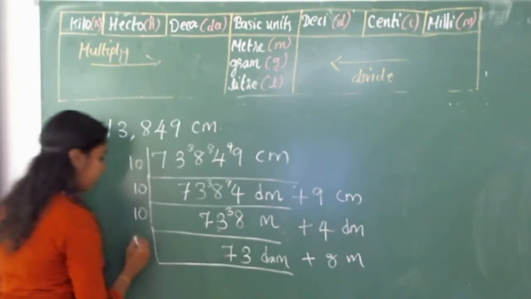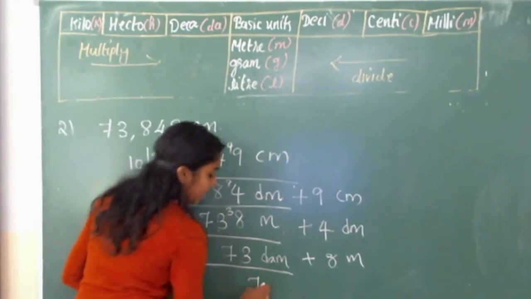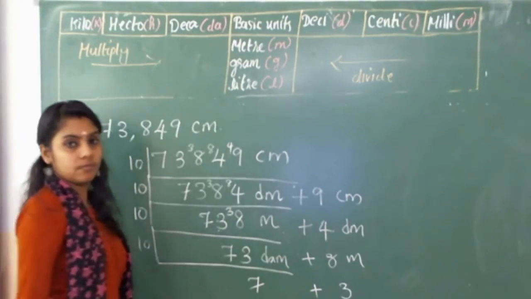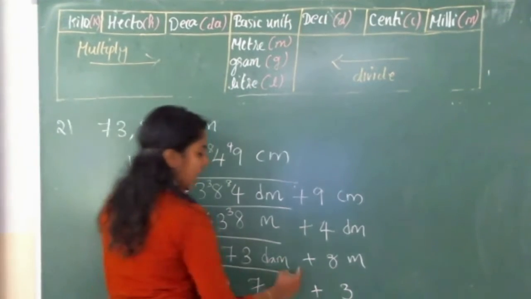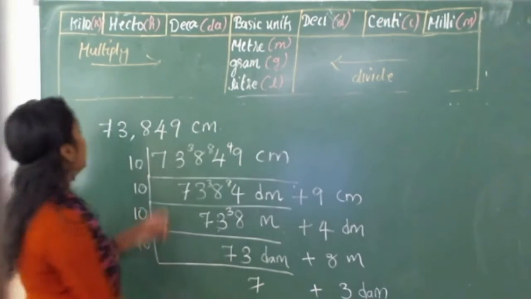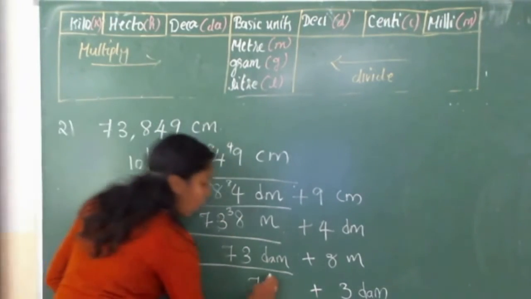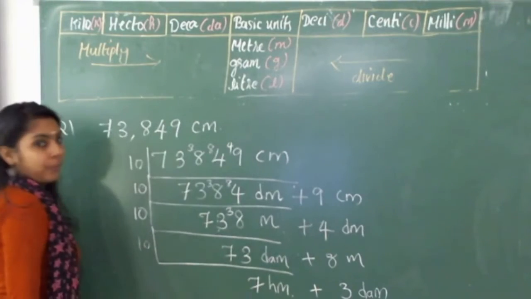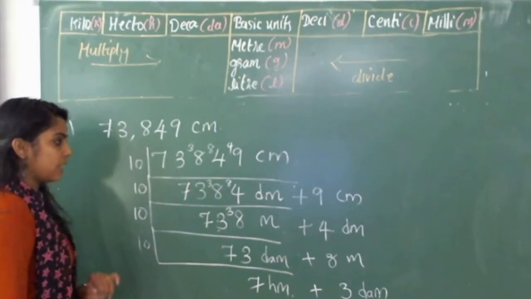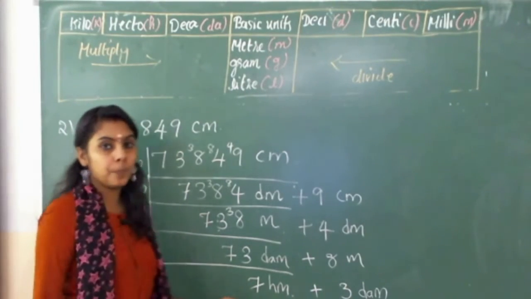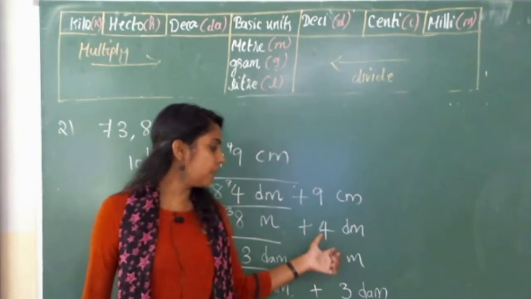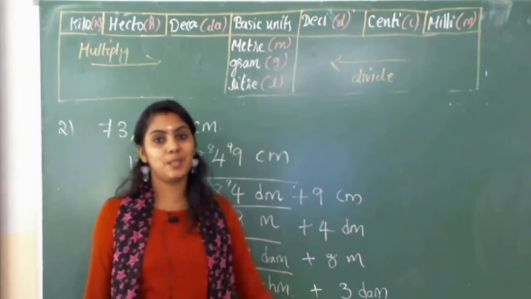Again using 10, 70 plus 3. So, this 3 belongs to this decameter. The 7, which one? Hectometer. Finish. We can't divide this 7 by 10. Stop it. Then what's the answer? Can you say the answer? 7 hectometer plus 3 decameter plus 8 meter plus 4 decimeter plus 9 centimeter.